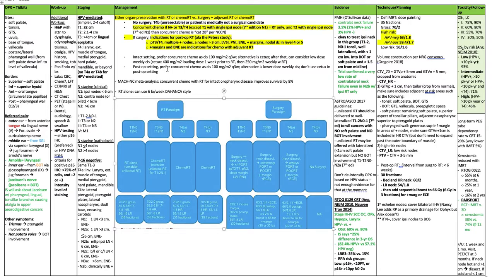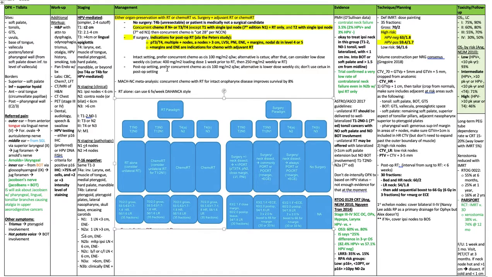For T3N0, T1 to 2, N1, chemoradiation, consider unilateral radiation for T1 to 2, N1. This is again everything in 35 fractions: 70 gray to gross, 59 to 63 high risk, 56 low risk. T4A, N2 gets chemoradiation: 70 to the gross, 59 to 63 high risk, 56 low risk, 35 fractions. T4B, N3 gets chemoradiation with the same thing.